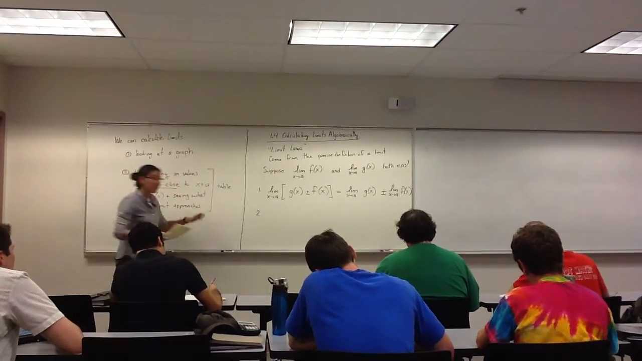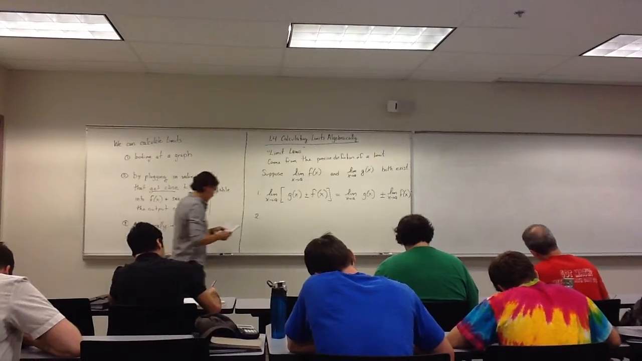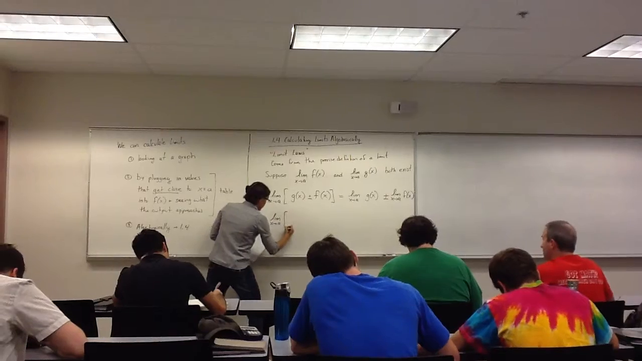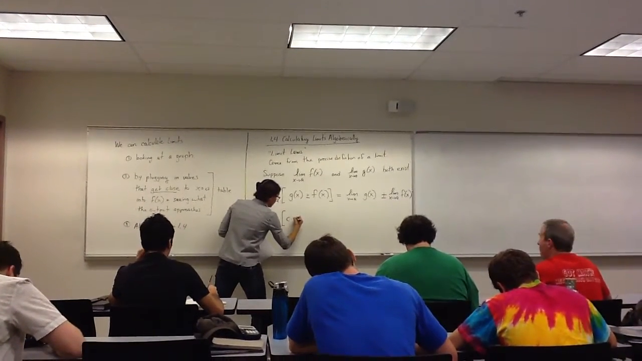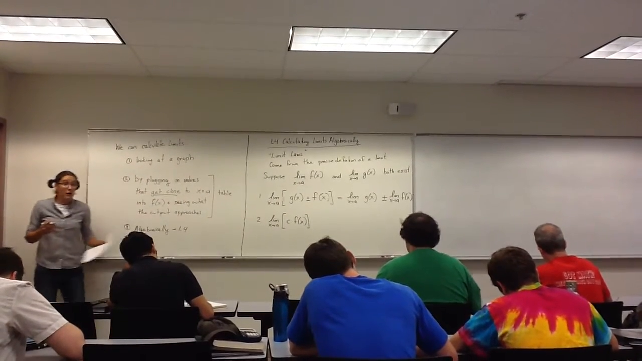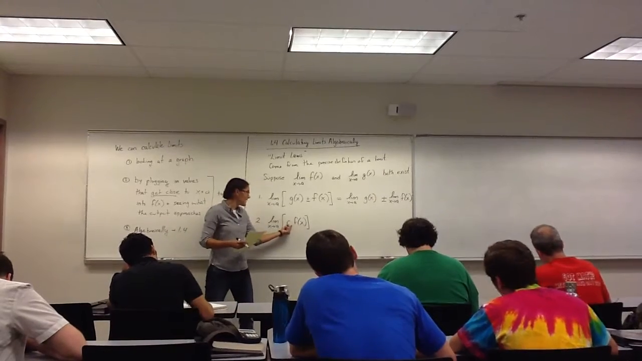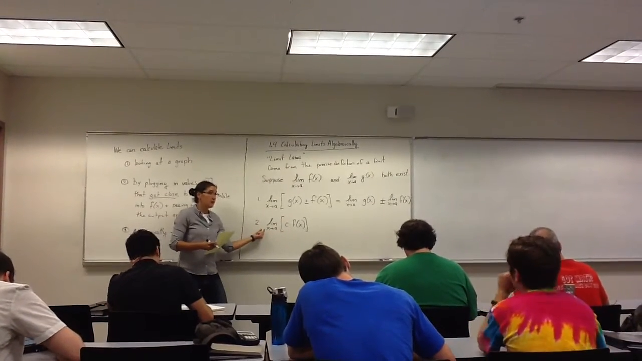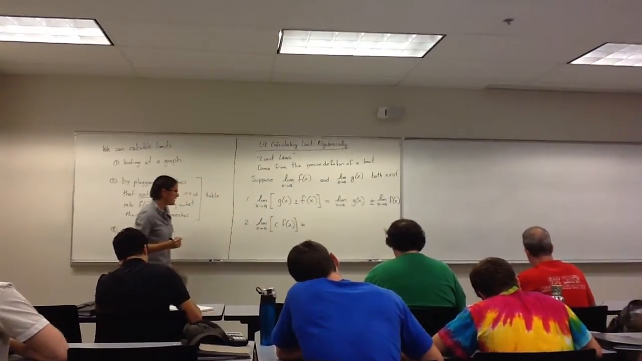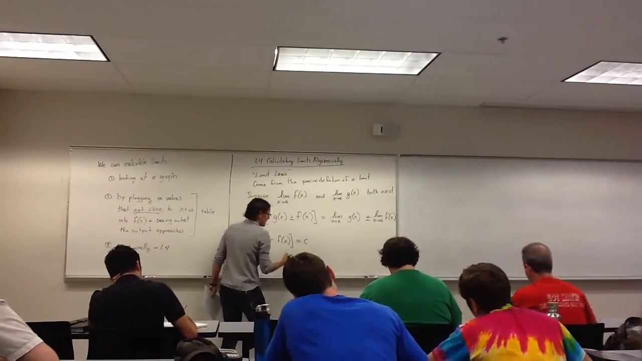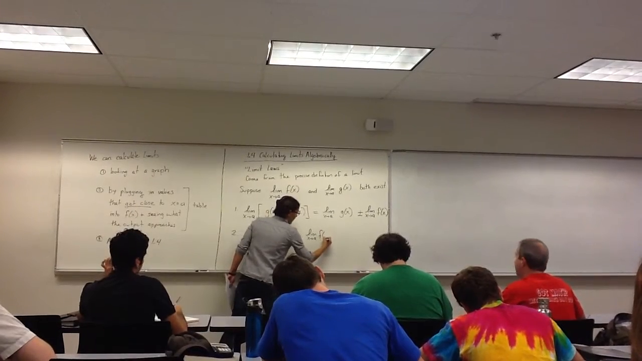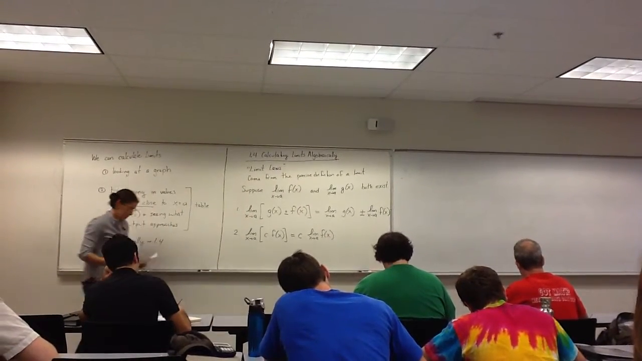Rule number 2, and there will be a total of 6 rules that I'm going to write down here. Rule number 2 says that the limit as x approaches a of a constant times a function, so c times f of x. If I have a number times f of x, I can take that constant and bring it in front of the limit symbol. So the limit as x approaches a of c times f of x is equal to c times the limit as x approaches a of f of x. So this is rule number 2.